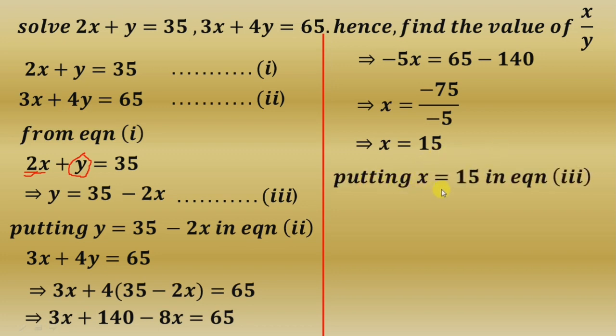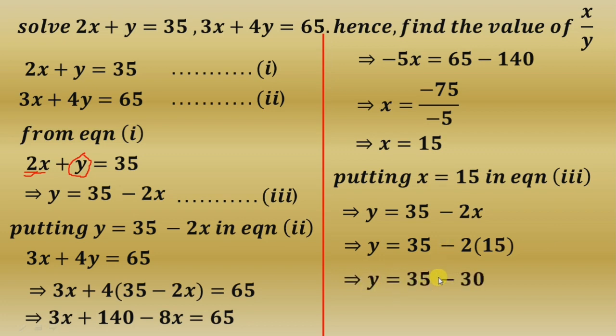Putting x is equal to 15 in equation number 3. Equation number 3 is y is equal to 35 minus 2x. So y is equal to 35 minus 2, instead of x I'll write 15. I'll get y is equal to 35 minus 2 into 15 is 30. So y is equal to 5.